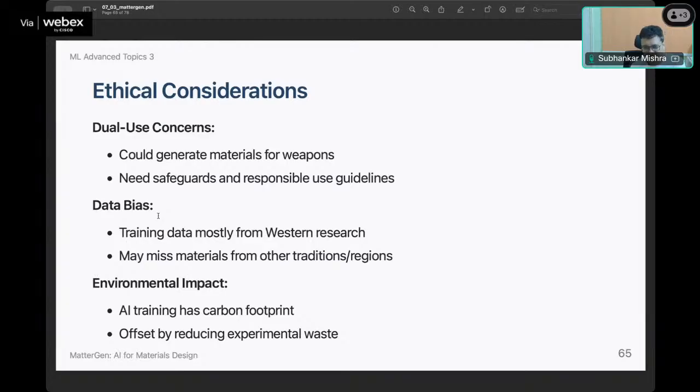There are some ethical concerns. If you can generate whatever materials, then you could generate materials for weapons, and somebody needs to protect the output of MatterGen. If MatterGen is free and somebody starts asking how can I generate harmful materials, then what do we do? Some data bias might be there, like what if there are materials in our Indian community that are not available in the database, what do we do? Can that go into the pipeline?